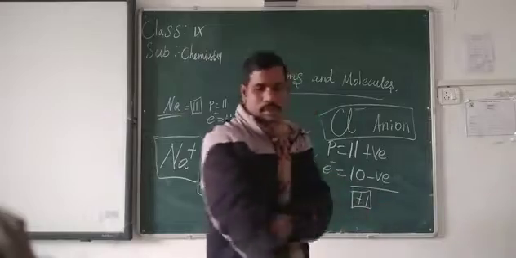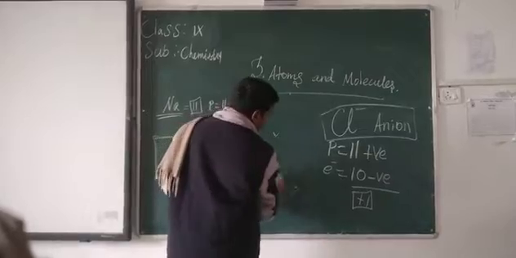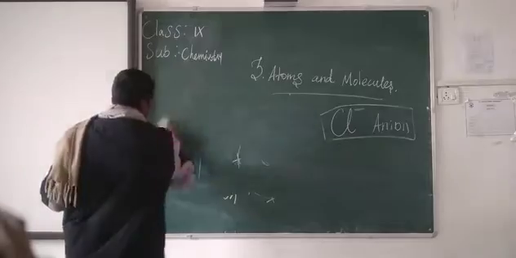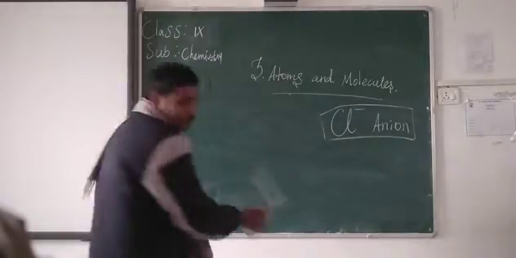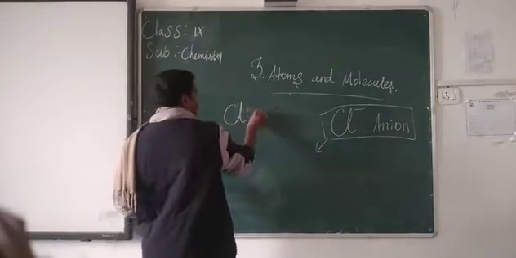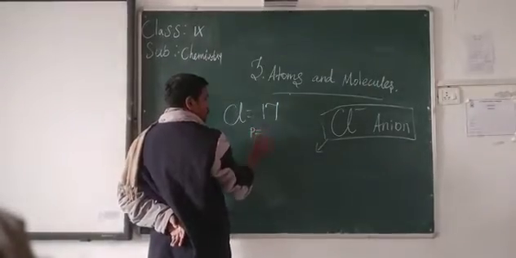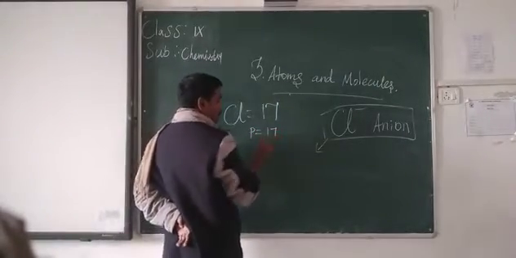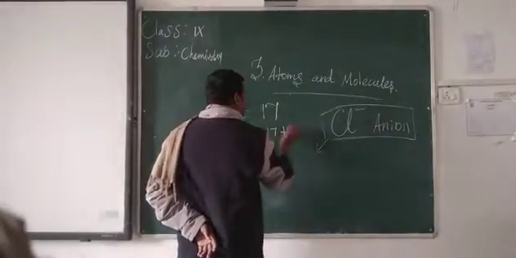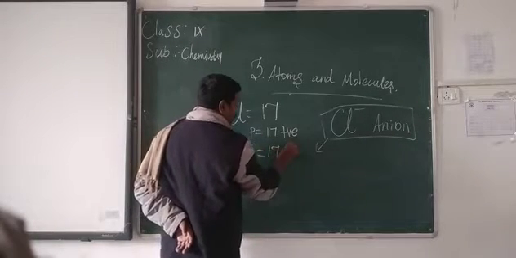In the same way, let's discuss chlorine. What is the atomic number of chlorine? It is 17. 17 means how many protons will be present? Protons will be 17. Protons always carry the positive charge. Then how many electrons will be present in chlorine? There will be 17 electrons.